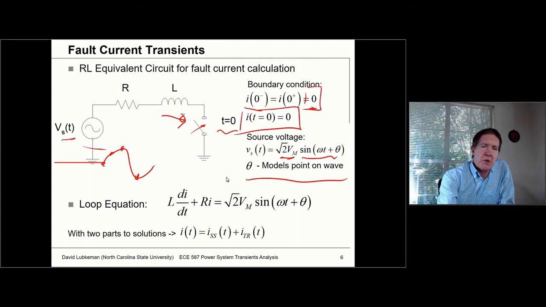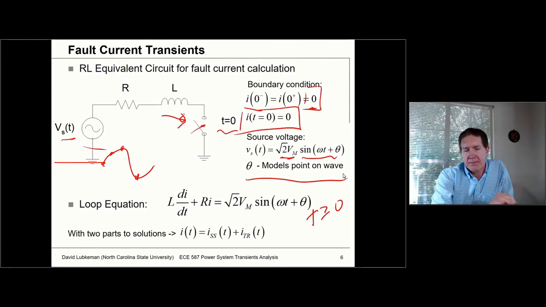And so if I were going to write a loop equation for this, where the voltage is equal to the drop across the resistance and inductance once that switch closes, then for time greater than 0, I'm going to have L di/dt plus Ri equals square root of 2 Vm times sine(omega t plus theta). And I should probably write here, this is for time greater than or equal to 0.